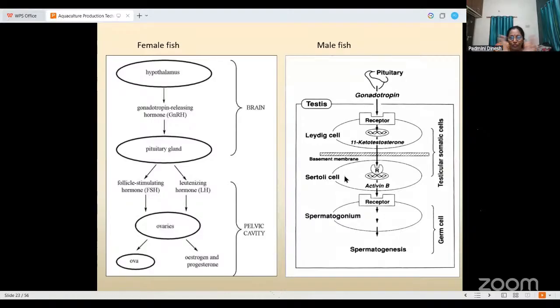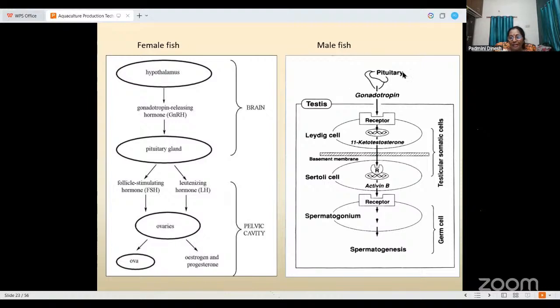Now, if you're going to separate them: hypothalamus, gonadotrophin releasing hormones, pituitary glands, FSH and luteinizing hormones both affect the ovaries. Ova are produced, and this also produces estrogen and progesterone. Why estrogen and progesterone? When the eggs are released and fertilized, estrogen and progesterone are the ones that take care of the future development of the embryo. So that's estrogen and progesterone.